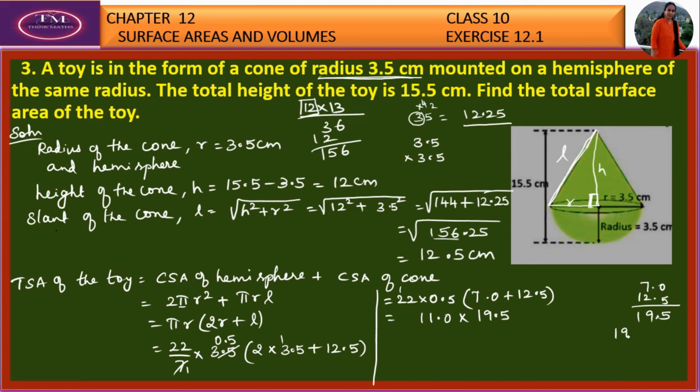So now we have to multiply 19.5 into 11.0, which is nothing but 11. After decimal, if there is 0, it is not valuable. So 195 into 11. Adding, we will get 5. 9 plus 5, 14. Balance 1. 1 plus 1, 2. 2 plus 9, it is 11. Balance 1, 2. So 2, 1, 4, 5. How many decimals do we have? We have the decimal before one number. So this is 214.5 centimeter square.